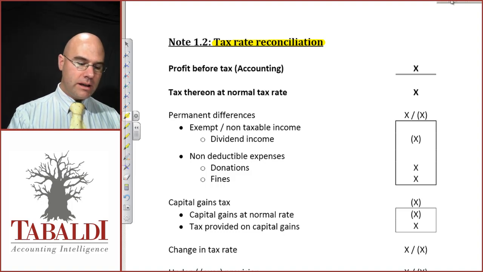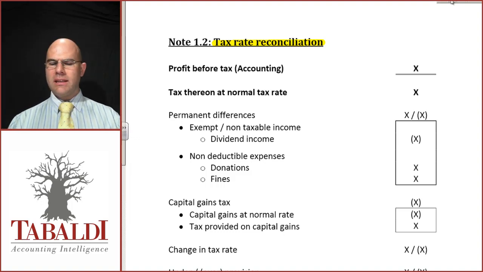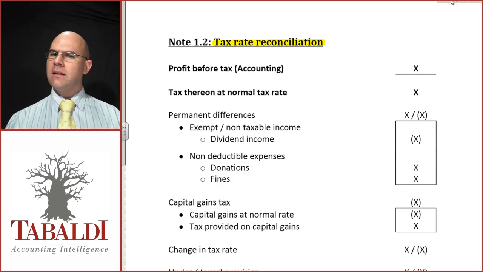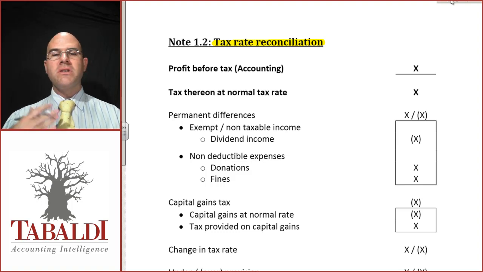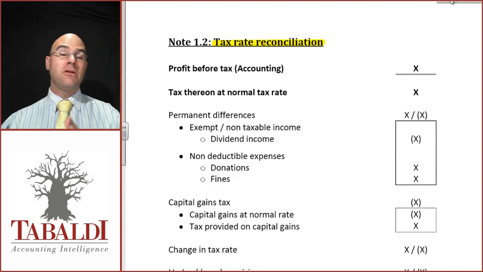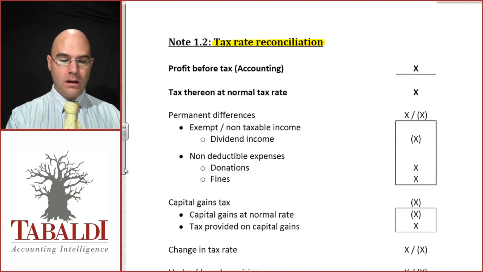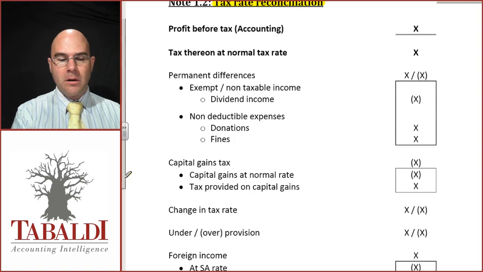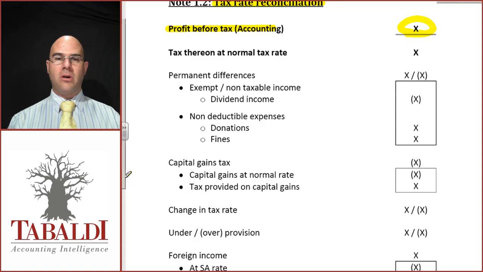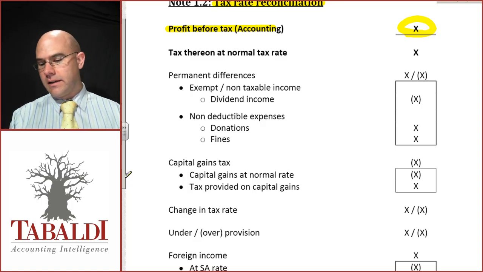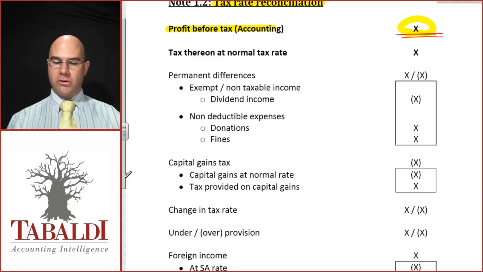Okay, so let's have a look at a basic reconciliation that includes the majority of the stuff here. Again, 80-20% rule here. We can only fit 80% of the content into these formats because there's always going to be transactions that will develop that we cannot fit in here because they maybe don't exist yet. So starting point, please, profit before tax, your accounting figure from your statement of profit and loss and OCI. Put it in there, and I want a double line underneath it, please. That's your starting point.